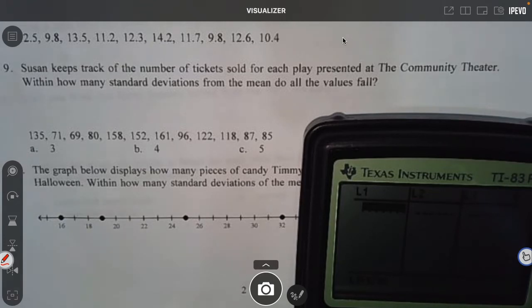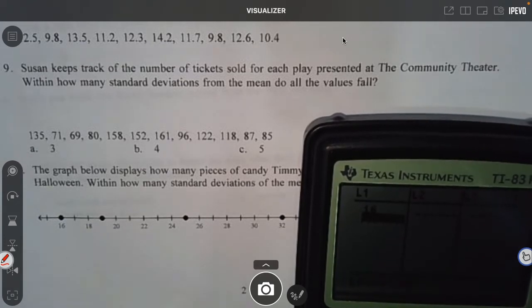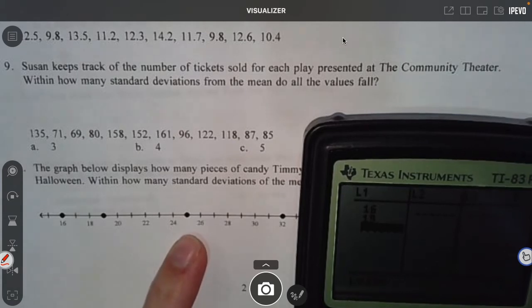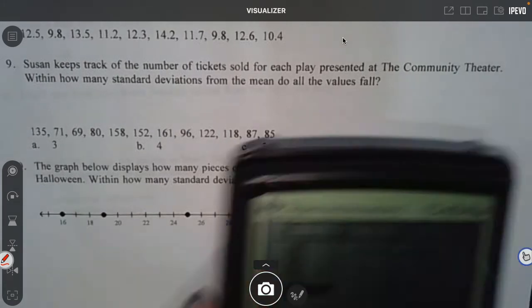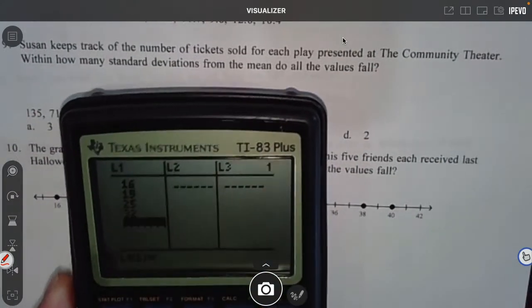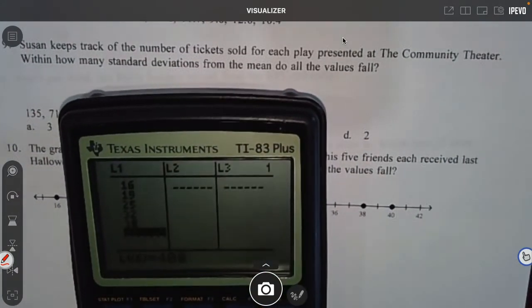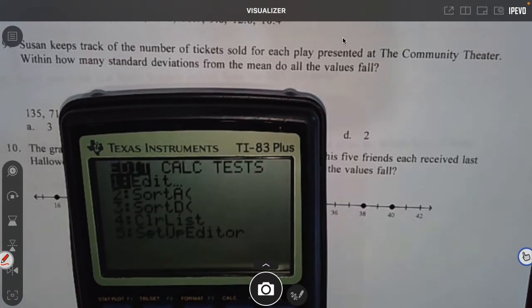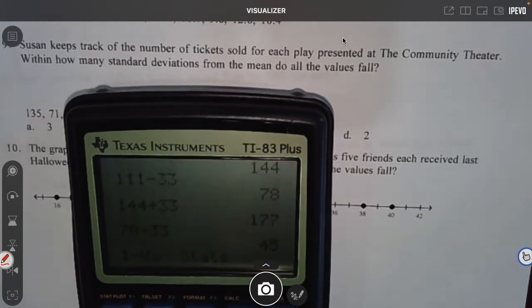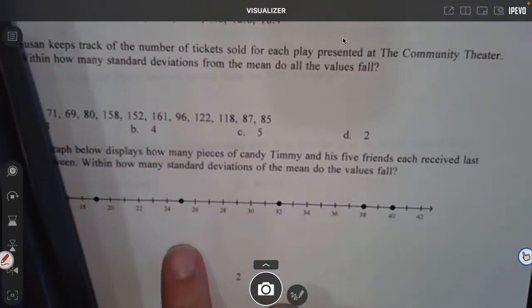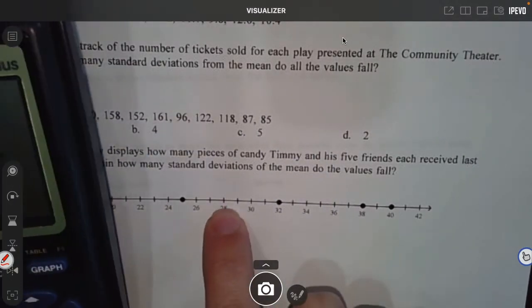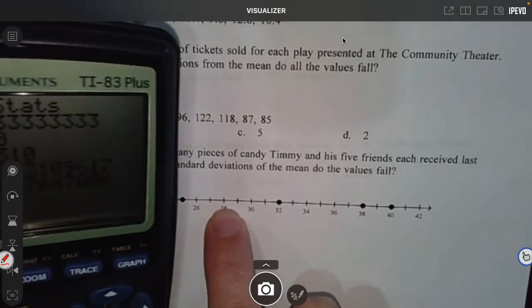They are 16, 19. What's the next one? 25, 32. I've covered them up. 38 and 40. Okay. Then what am I going to do? I'm going to find my mean and my standard deviation. 28.3. So I'm at 28 and I'm adding 9.